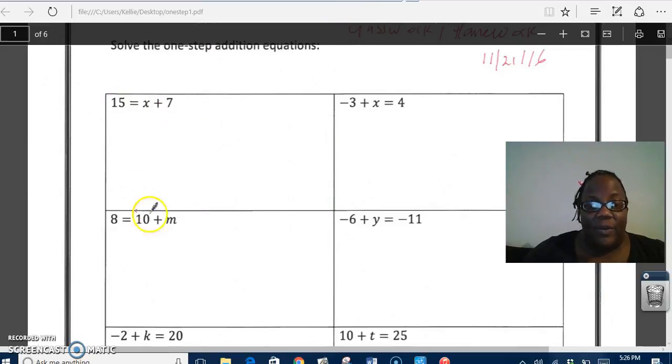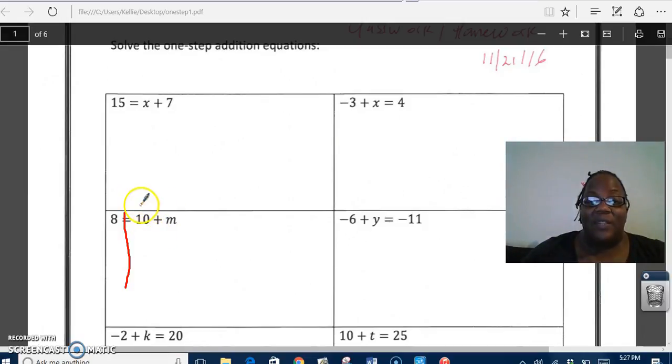Look at this one. Remember, first thing you're going to do, draw your street. Okay? Find your letter. In this case, it's M. M is on this side of the street, not this side, this side. All right, so now you're focused on this side of the street. What must I get rid of in order to get M by itself? I hope you said it was 10. What kind of 10 is it? It's positive 10. Remember, do the opposite of what you see.